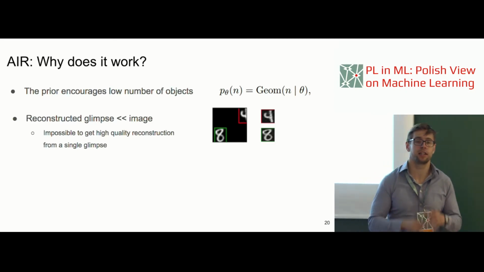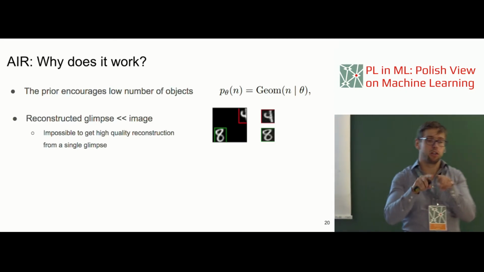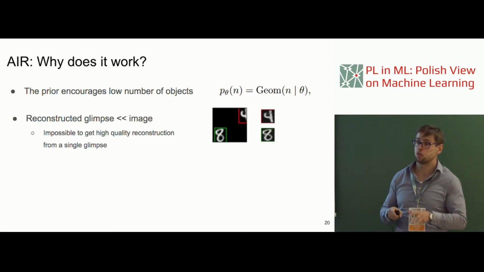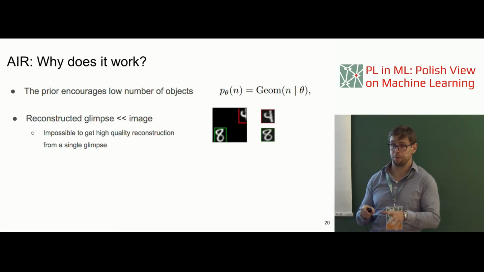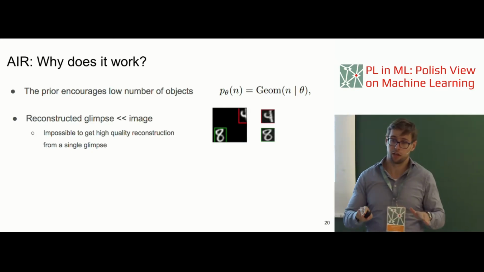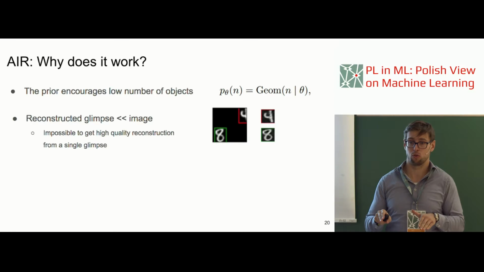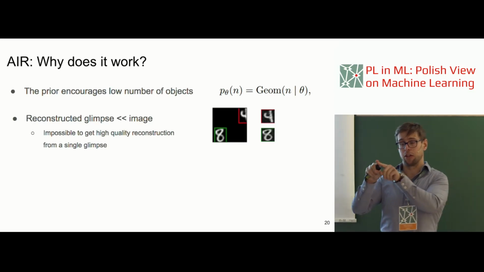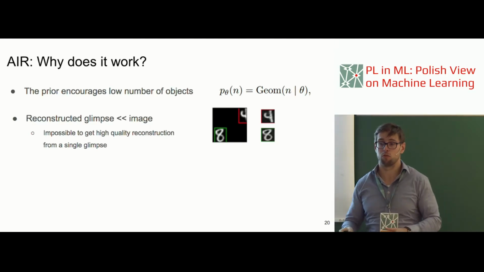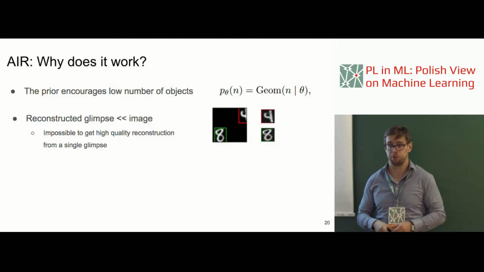Also, the reconstructed glimpses, the small images corresponding to separate objects, are much smaller than the actual image. So if the model wanted to reconstruct the whole image in one go, it would basically have to reconstruct this image in a very small glimpse and then upscale it, which would result in a very low quality reconstruction.